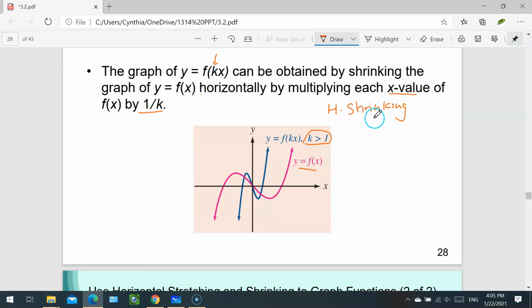When you have the horizontal shrinking, that means the new graph will be nearer to the y-axis. The graph is squeezed toward the center, the y-axis. So when you have the horizontal shrinking, it's near to the y-axis.